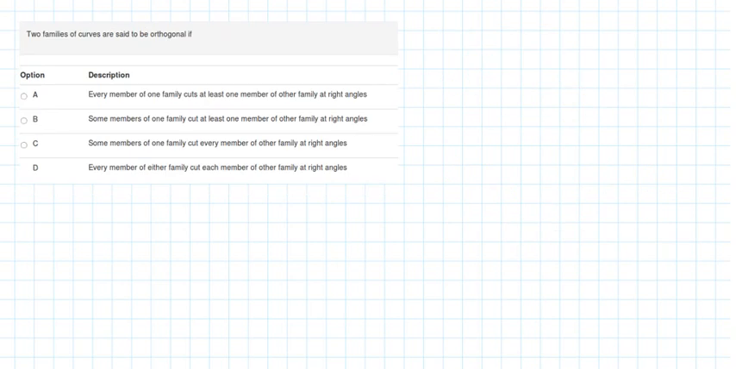Next question. Two families of curves are said to be orthogonal if... For solving this question you must know the definition of an orthogonal family of curves. In the definition, the families are said to be orthogonal to each other if and only if every member of either family cuts each member of the other family at right angles. So option D is the right answer.